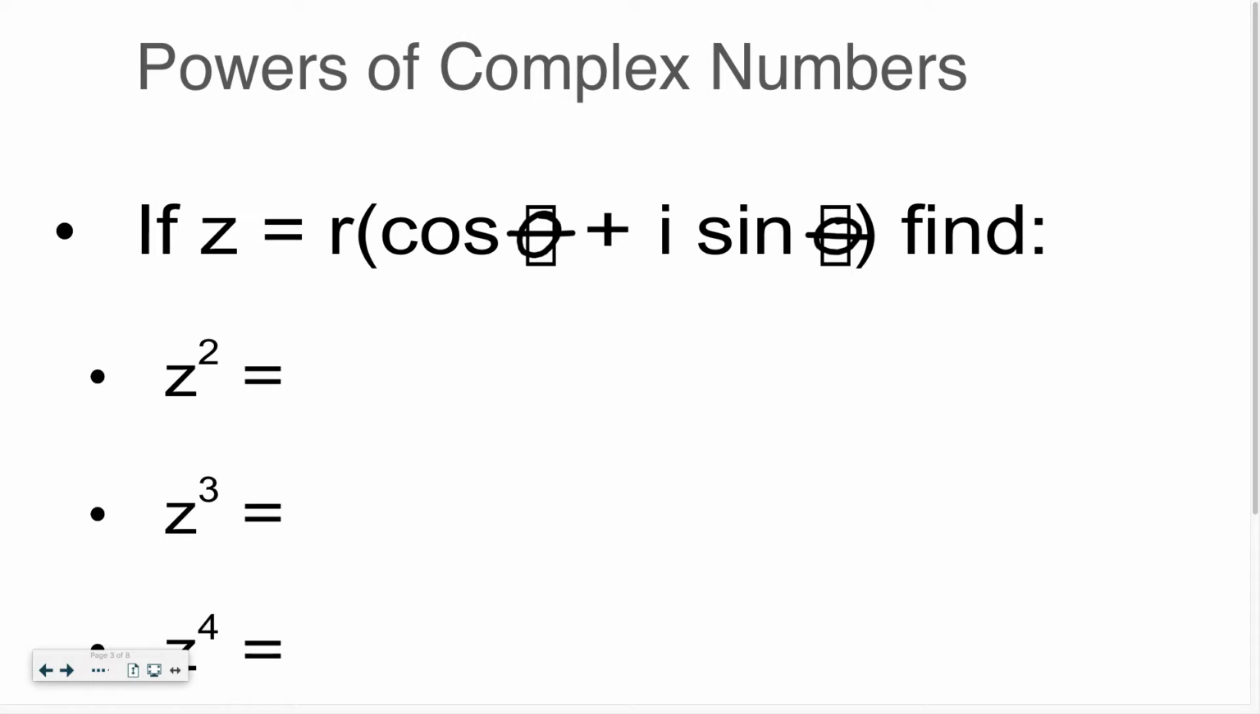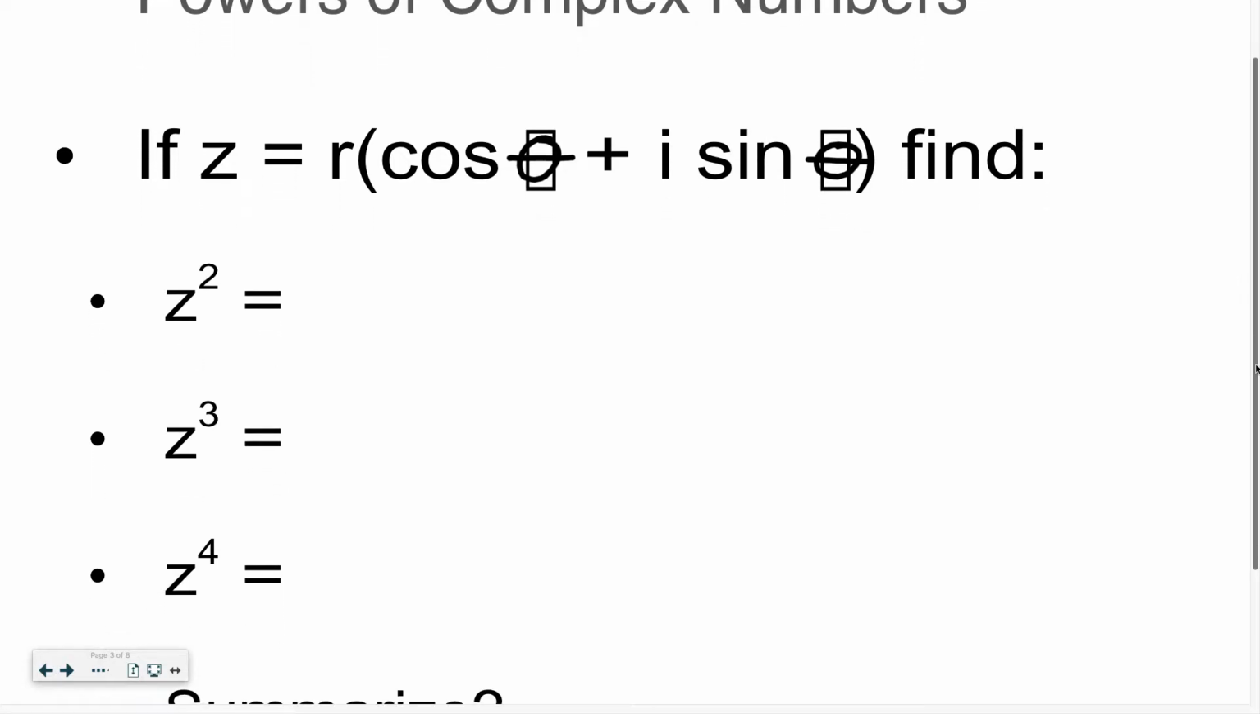Okay, so we're going to do something together. Let's just not write it down. How about that? I'll save us some time. But just do this with me. If z is r cosine theta plus i sine theta, let's talk about z squared.